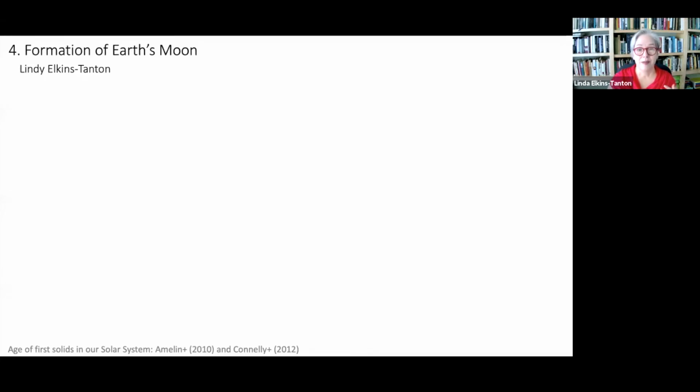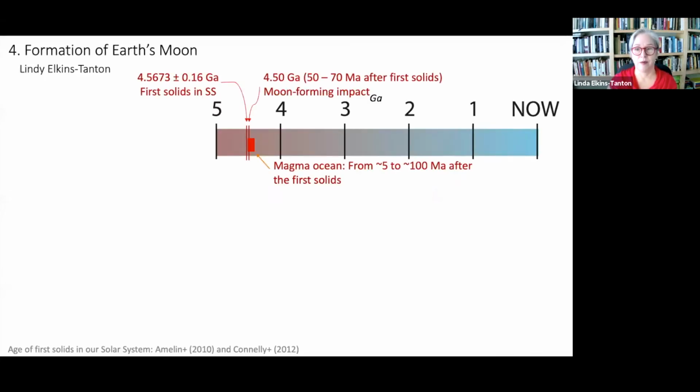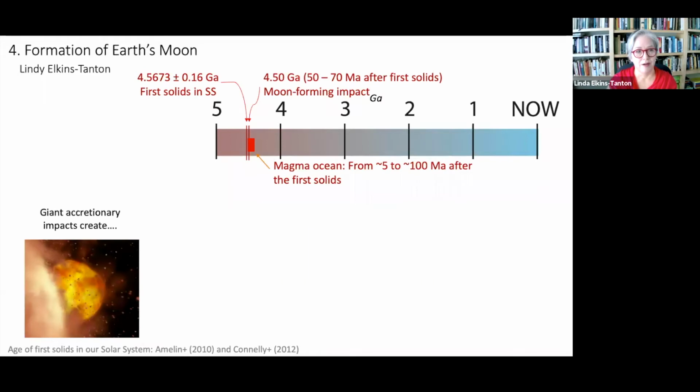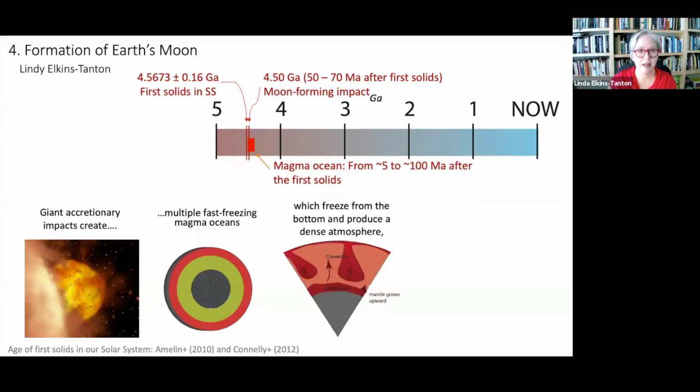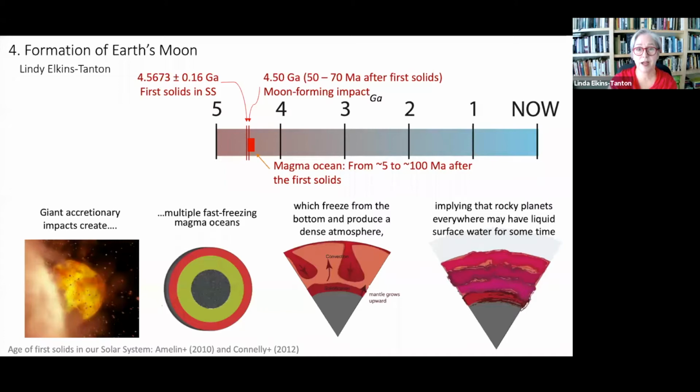So recall where we left the story in the last lecture, when we were talking about the time from about 5 to about 100 million years after the first solids. Giant accretionary impacts create multiple fast freezing magma oceans on rocky planets, which freeze from the bottom and produce a dense atmosphere as they freeze. And this implies that rocky planets everywhere may have liquid surface water for some period of time, may be habitable for some period of time.